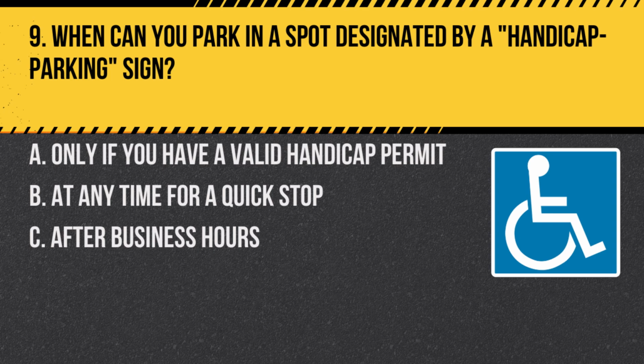Question 9. When can you park in a spot designated by a handicap parking sign? A. Only if you have a valid handicap permit. B. At any time for a quick stop. C. After business hours. Answer. A. Only if you have a valid handicap permit. Handicap parking spots are reserved for those with a permit.